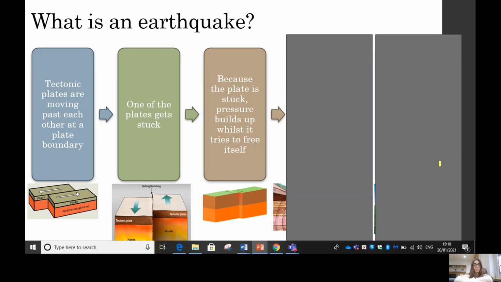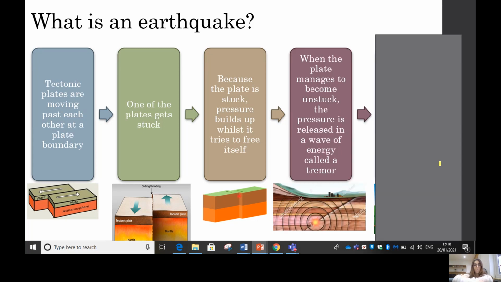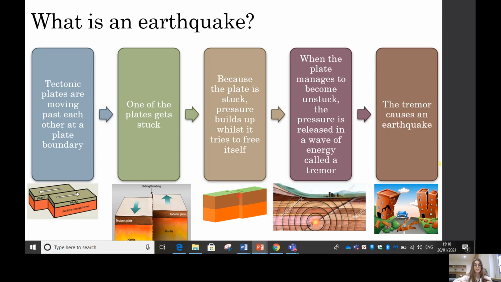Because the plate is stuck, pressure builds up whilst it tries to free itself. It puts a lot of energy into getting free, so it begins to build up. When the plate does become unstuck, the pressure it's built up is released in a big wave of energy called a tremor. And the tremor causes an earthquake.